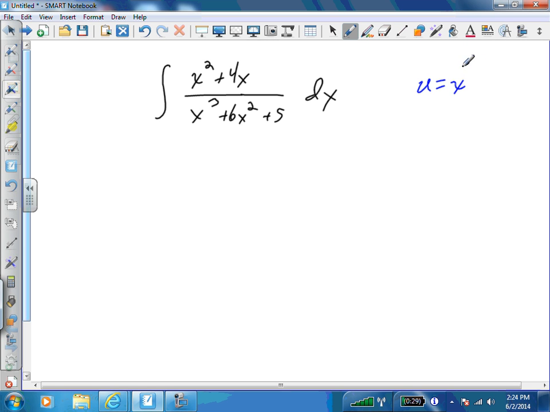So if we let the denominator be u, what's the derivative of x cubed? 3x squared. The derivative of the second term? Derivative of a constant? 0. Yes.